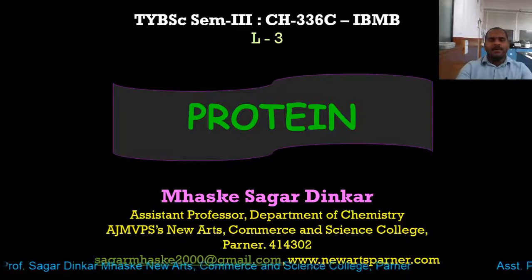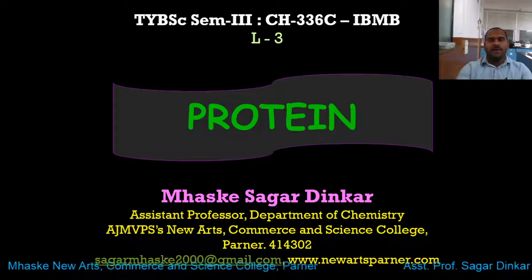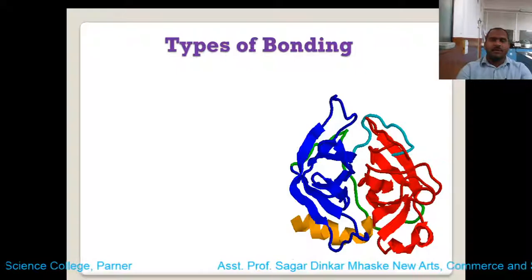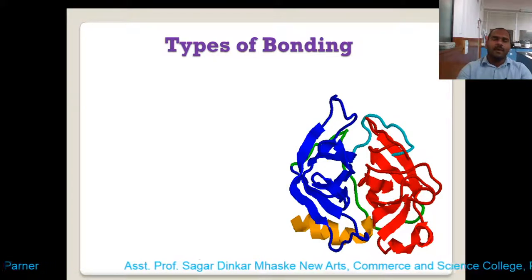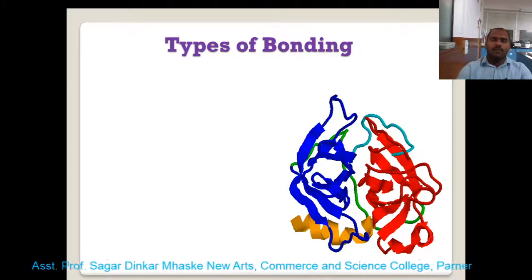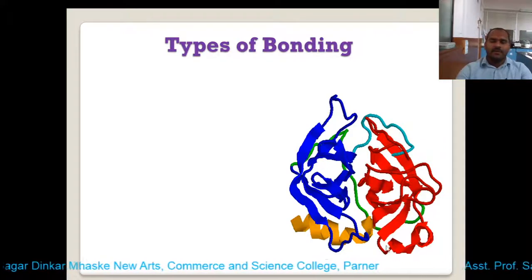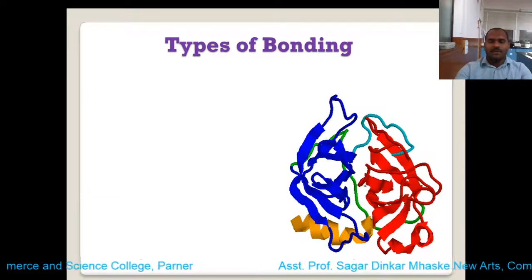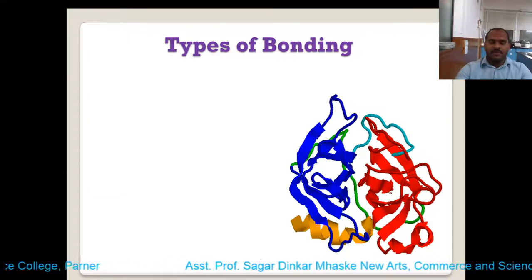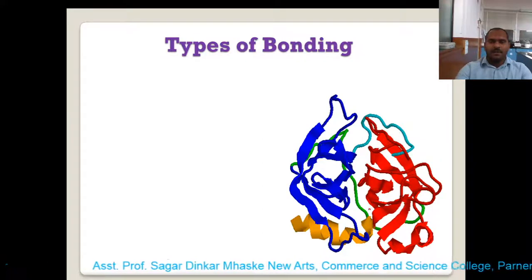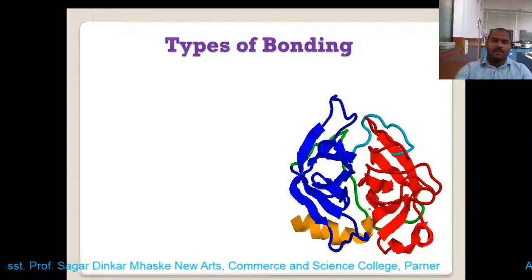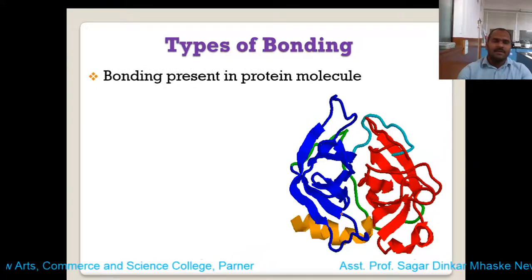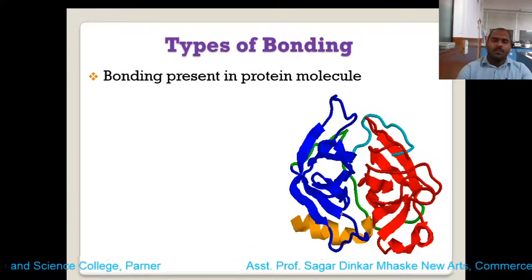When we consider the structure of proteins, there are different types of bonding which are helpful in stabilizing the protein structure. So in this we are going to see the types of bonding which are helpful for stabilizing the protein. If you look at the complex structure of protein, we have studied this at different structural levels, and this protein structure is stabilized by different types of bonding. So let's consider the bondings present in the protein molecule.